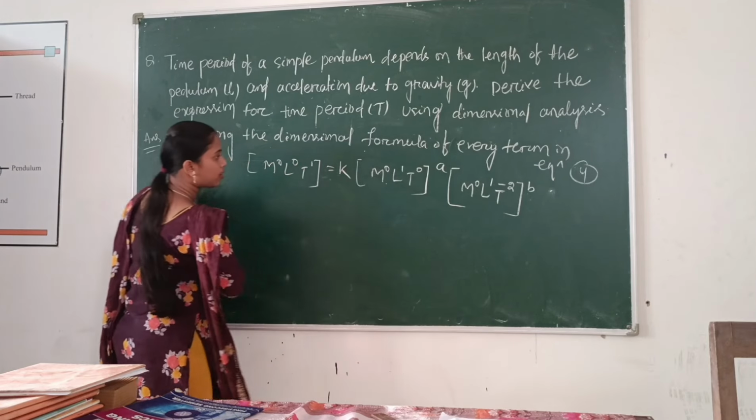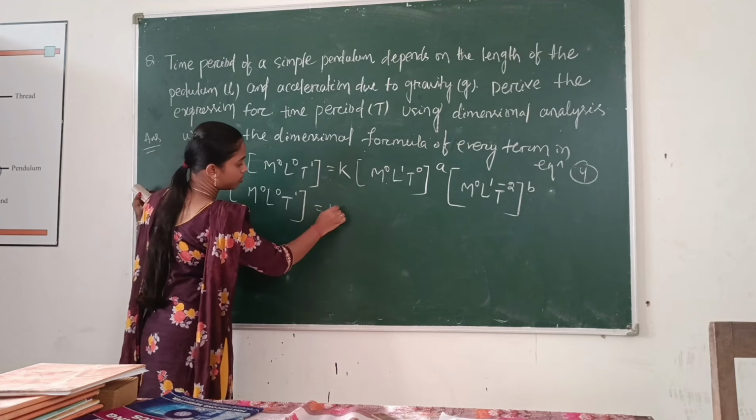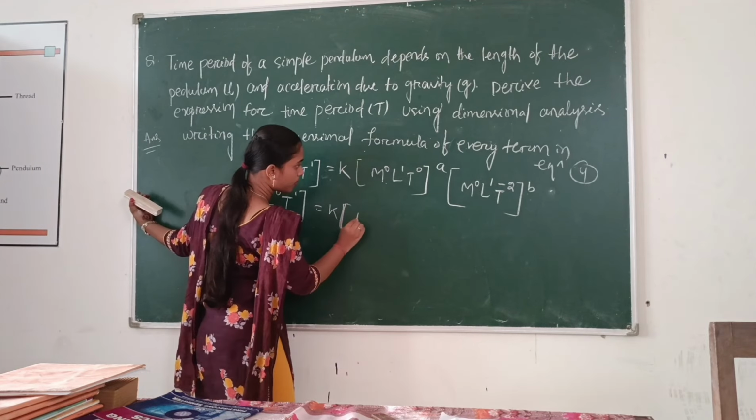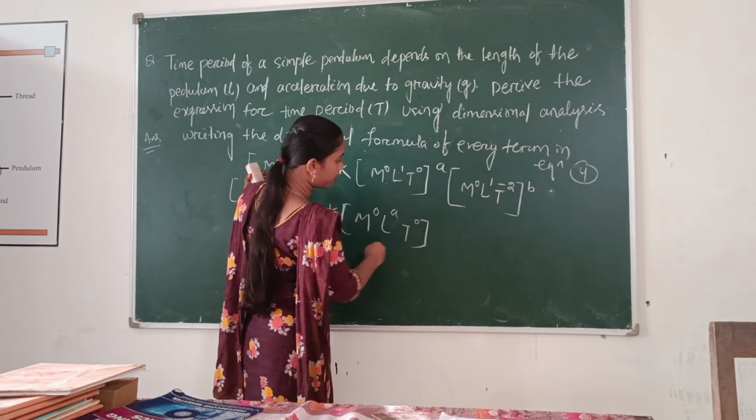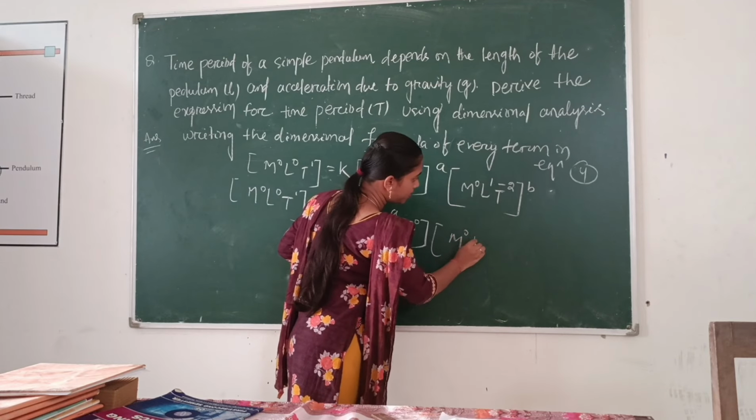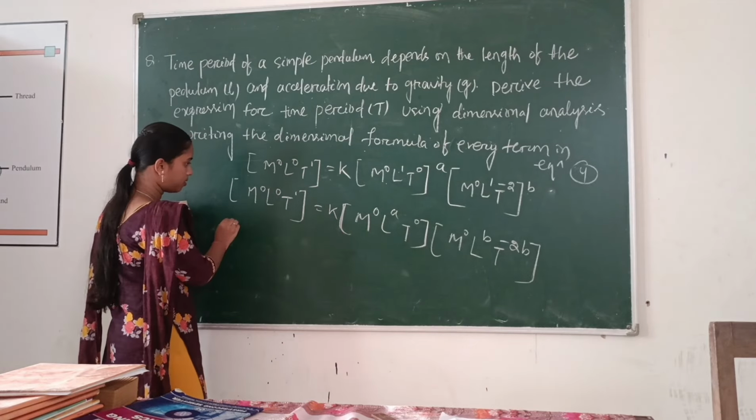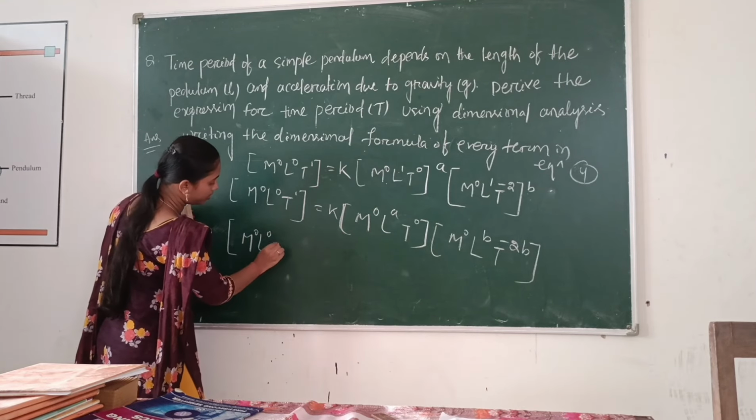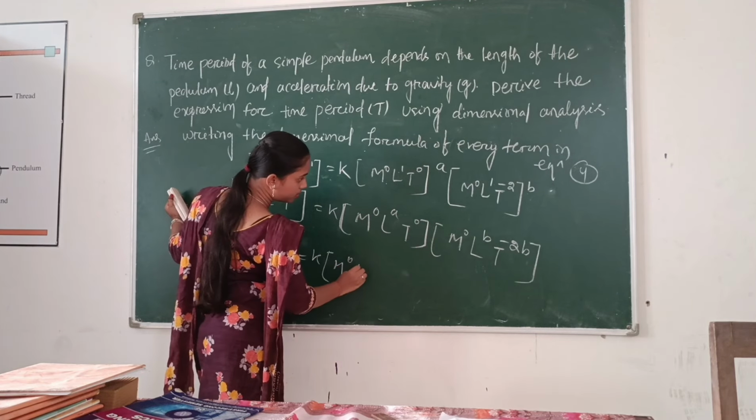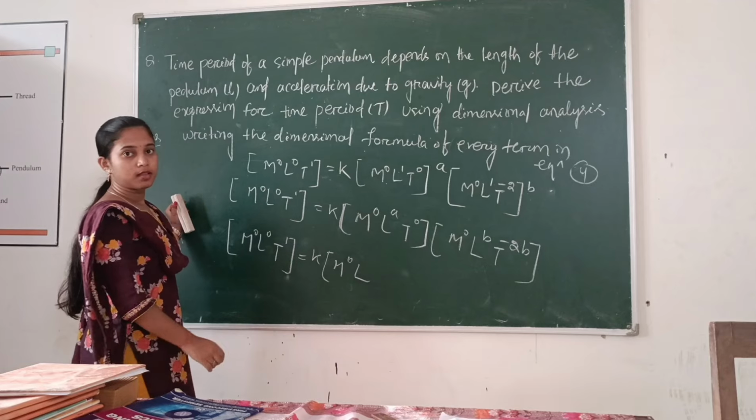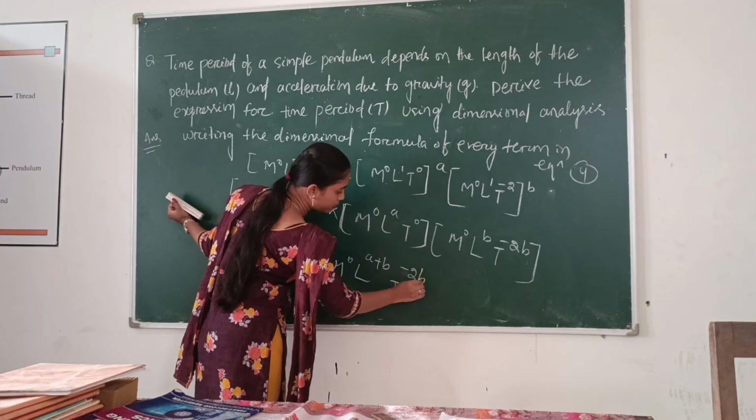Now multiplying by the powers, M to the power 0, L to the power 0, T to the power 1 is equal to k into M to the power 0, L to the power A, T to the power 0, and M to the power 0, L to the power B, T to the power -2B. In the next step, M to the power 0, L to the power 0, T to the power 1 is equal to k into M to the power 0, and since the powers add on multiplication, L to the power A plus B and T to the power minus 2B.